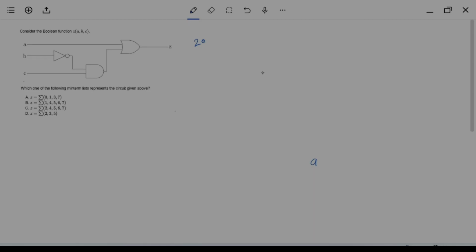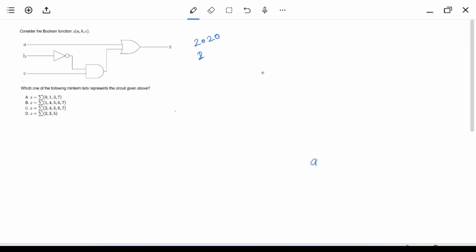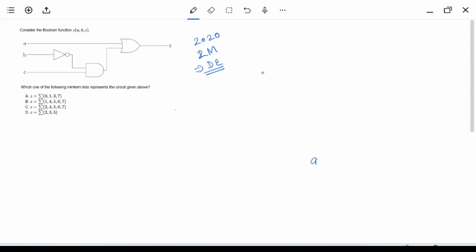This question was asked in GATE 2020 for 2 marks. This is from the digital electronics subject. The question is: consider the Boolean function and the circuit given. Which of the following minterm lists represents the circuit given above?